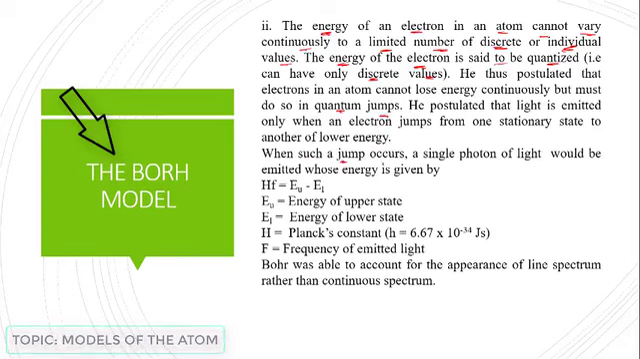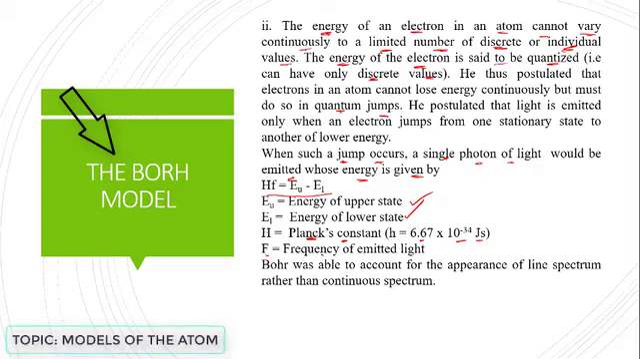And when such a quantum jump occurs, a single photon of light would be emitted, whose energy is given by this equation you see right here on the screen: E_u minus E_l equals h times the frequency, where E_u is the energy of the upper state or upper level energy, E_l is the energy of the lower state, and then we have h, which of course refers to Planck's constant with a value of 6.63 times 10 raised to the power minus 34 joule second.